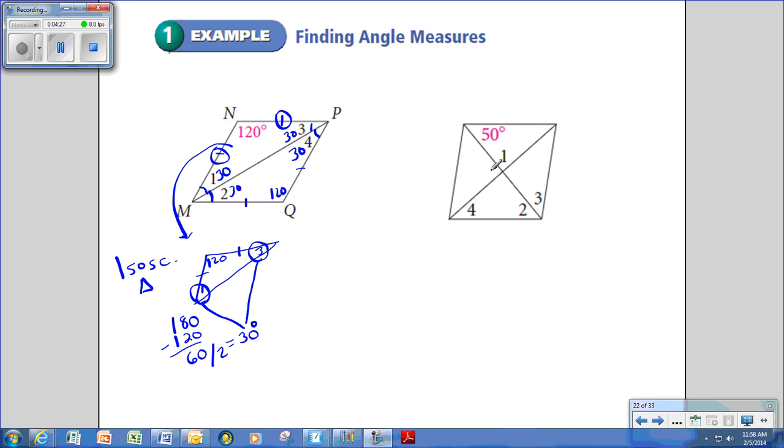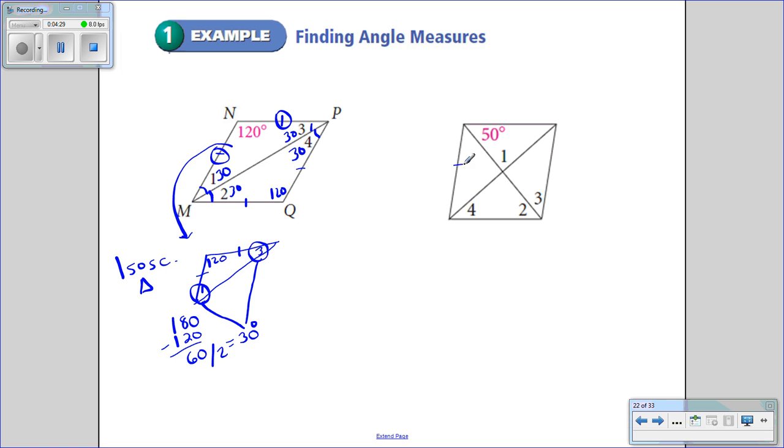For this example, you're given a rhombus again, so I know all these sides are congruent. And it's a parallelogram. And the diagonals are both drawn in here. So one of the previous concepts was the diagonals of a rhombus are perpendicular. So all of the angles inside of here are 90 degrees. So angle 1 is 90.